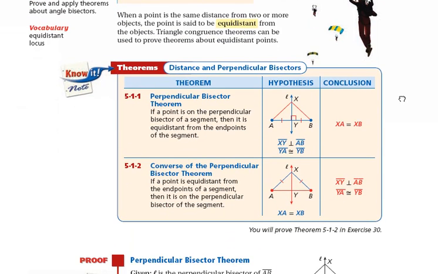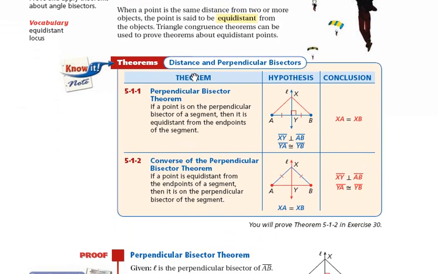And when we look at this first theorem, distance and perpendicular bisectors, what's going to happen here is we're going to have a theorem, and then we're going to have its converse theorem. So the first part here talks about if a point is on the perpendicular bisector of a segment. So let me stop there for a second. And what is a perpendicular bisector?